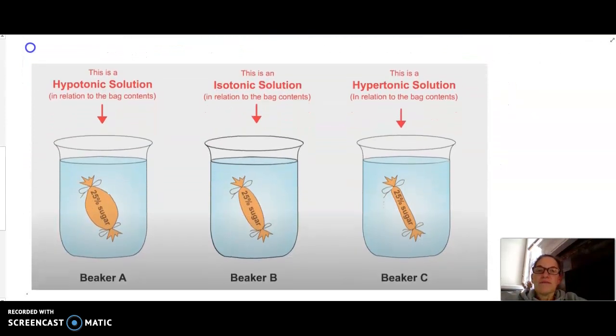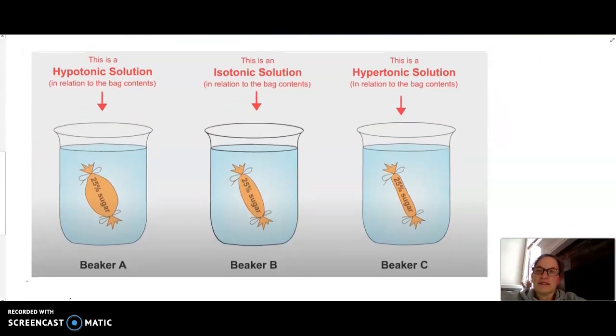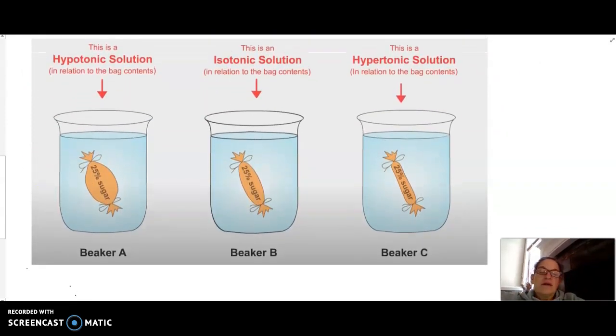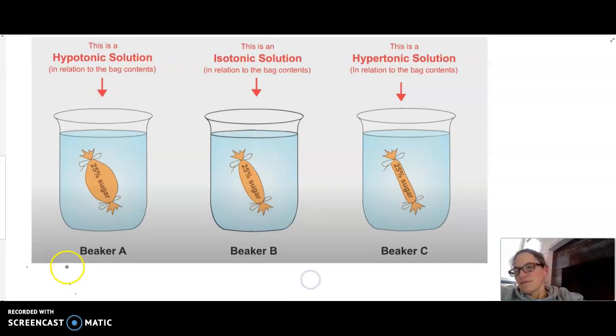So in our lab, it looked a lot like this, okay? And in this particular situation, there's a few things that you need to know. You need to know that beaker A would be 100% water.